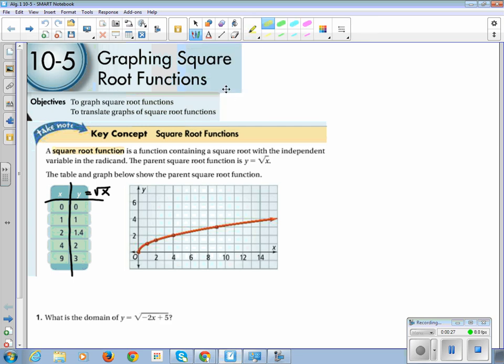so we can highlight it. A square root function is a function containing a square root. What? Crazy talk. Square root function has a square root. And the independent variable is in the radicand. Independent variables are usually our x, and it's inside the root. The parent function is y equals square root of x.